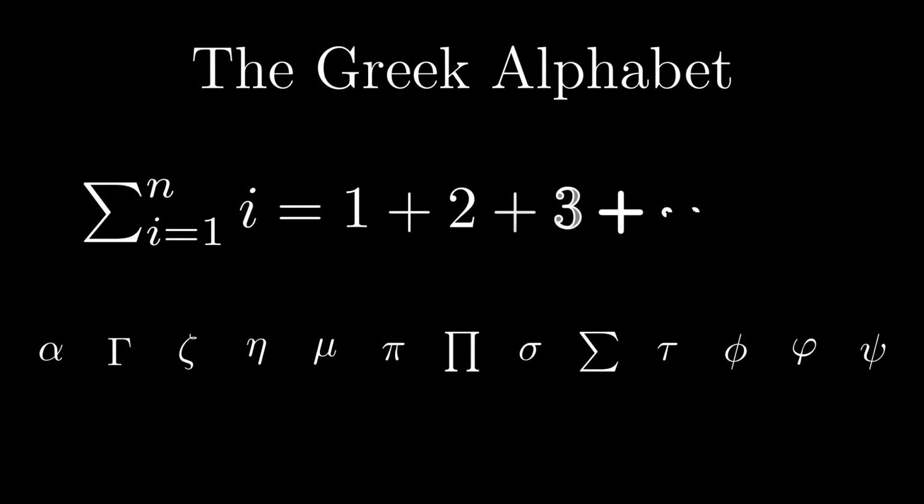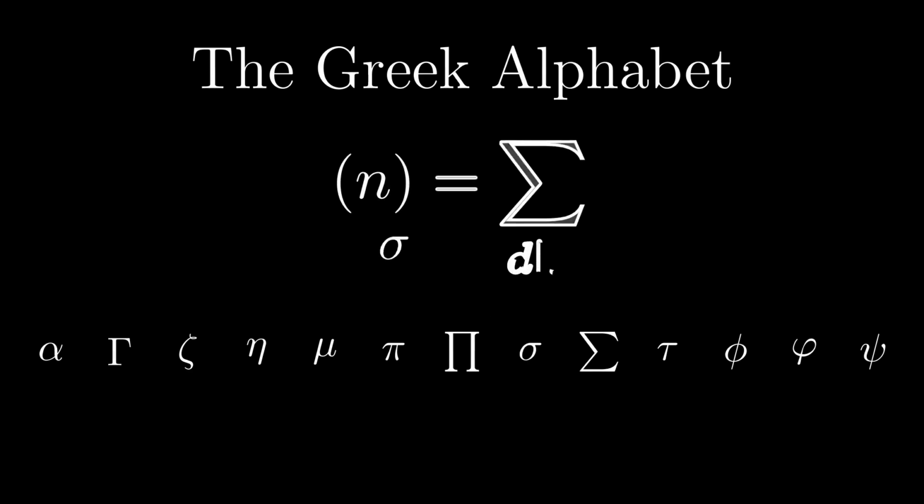The uppercase sigma, which is our next Greek letter, represents iteration as well. This is an iterated sum. We also use its lowercase form to represent the sum of positive divisors function, which sums up every positive divisor of n.